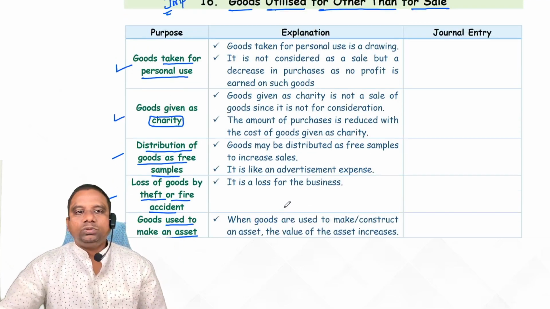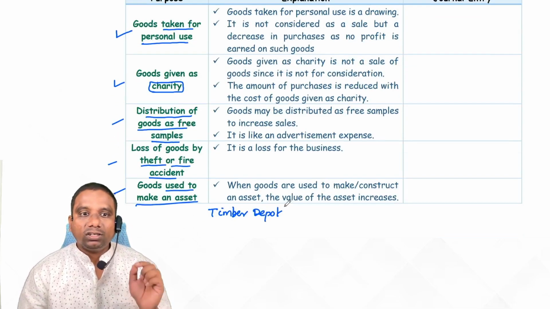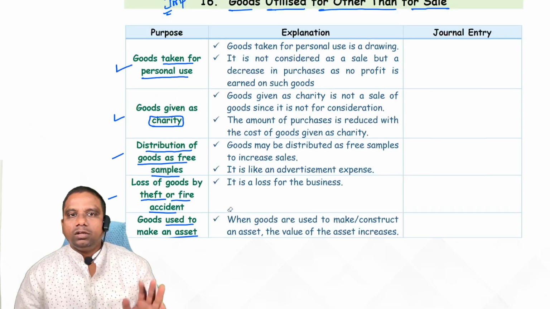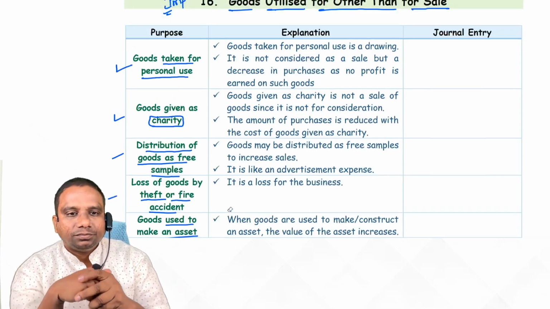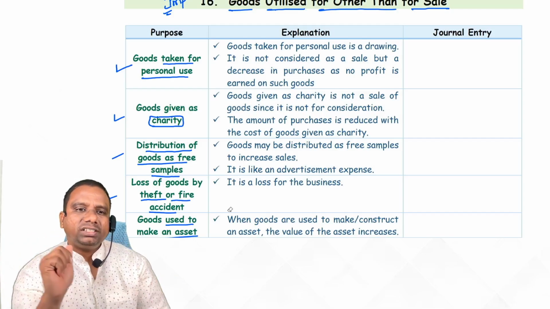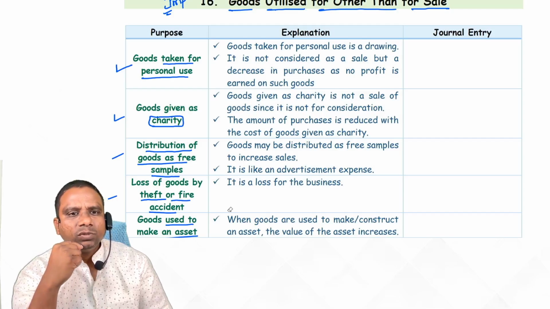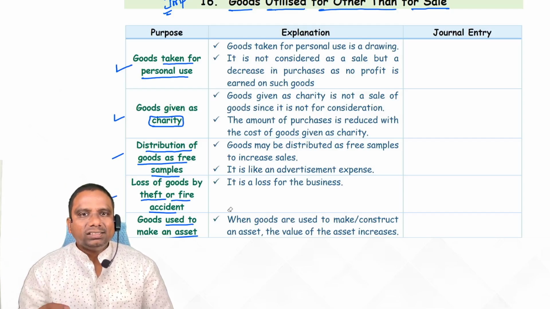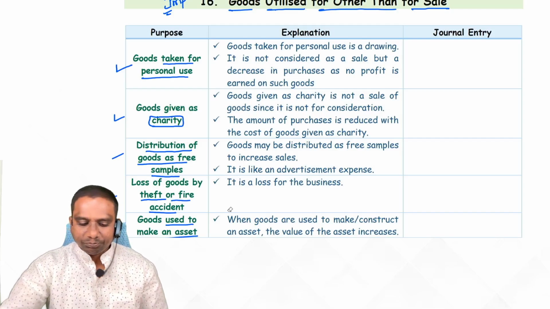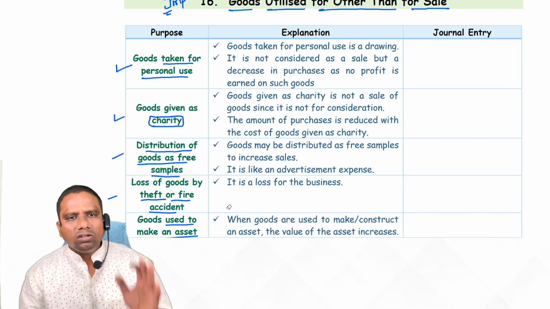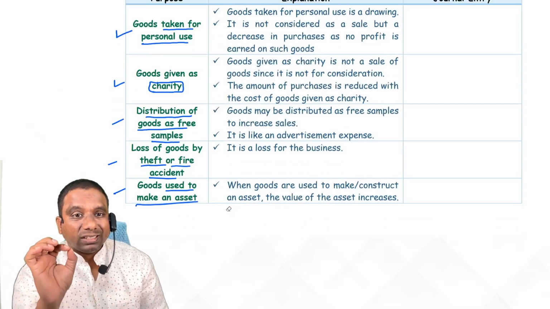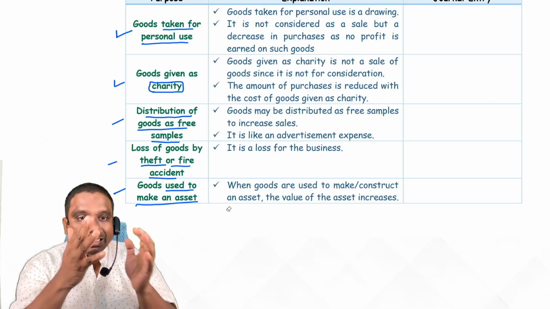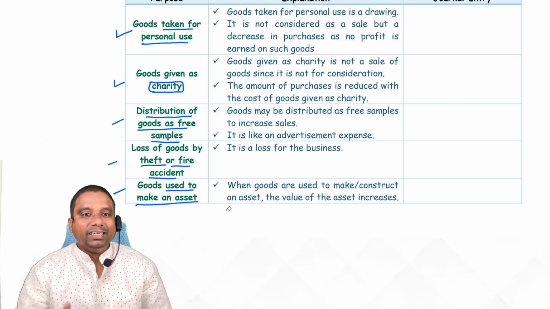So these are the various situations of utilization of goods for other than sale. Most of the goods we will sell, because purchase and sale of goods, or providing services, is our business. Most of the goods are sold, and some of the goods may be used like this. In these cases, what is the entry we record? Simple. In all these cases, earlier at the time of purchase of goods, we debited the purchase account. Now, in all these cases, the purchase account gets reduced.